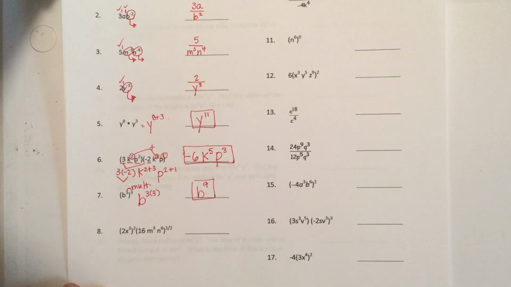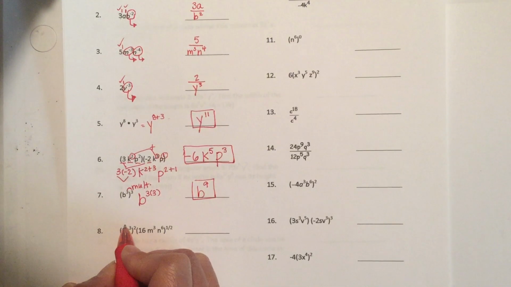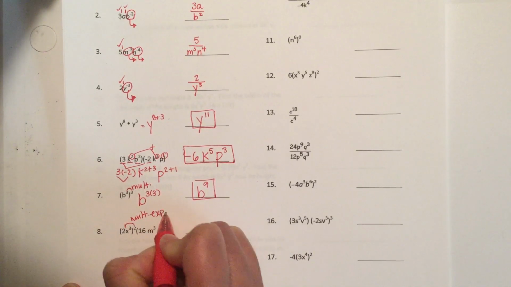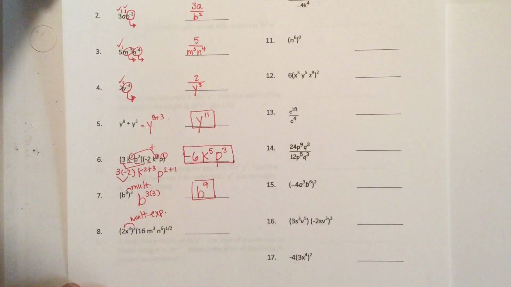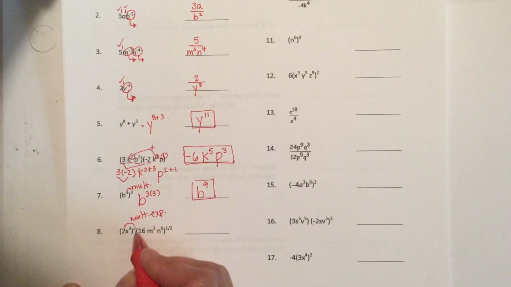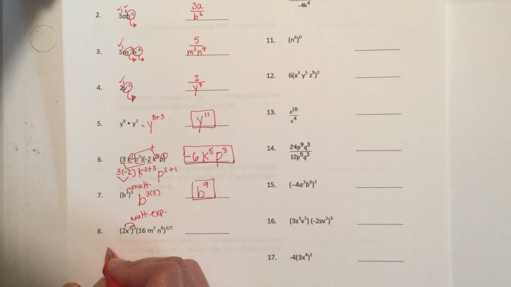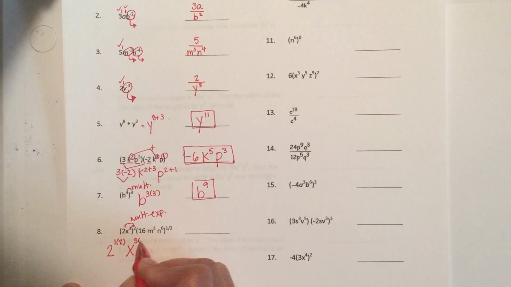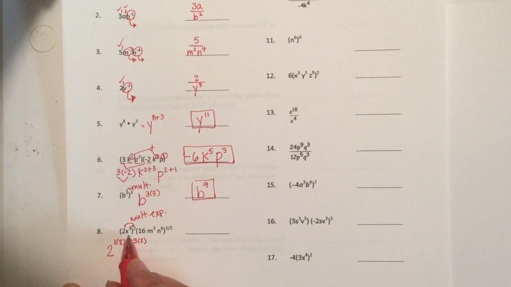Number 8, there's 2 rules here. When you see an exponent on the outside, you are going to distribute and multiply. So the exponent for 2 is 1. You're multiplying the exponent. So multiply exponents. It's not multiplying 2 times 2. It's 2 exponent 1 times exponent 2. And then you multiply the exponent with 3. So 2 exponent 1 times 2, x exponent 3 times 2. That's for this first piece.